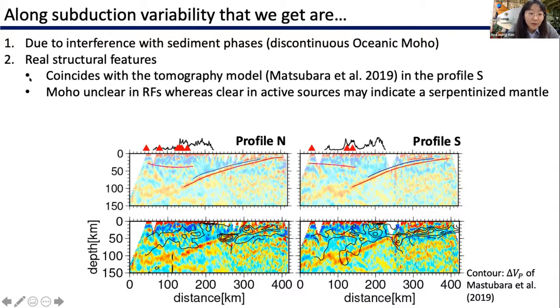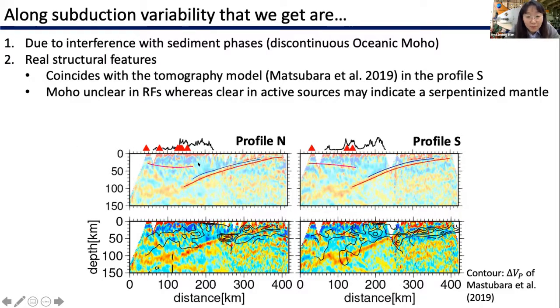The variability could be due to the real structural features. There is a positive vertical amplitude. Receiver functions are actually difficult to image vertical structures, but the location of this positive amplitude coincides with the tomography model in profile S. So the negative velocity perturbation in the tomography has a good agreement in location.